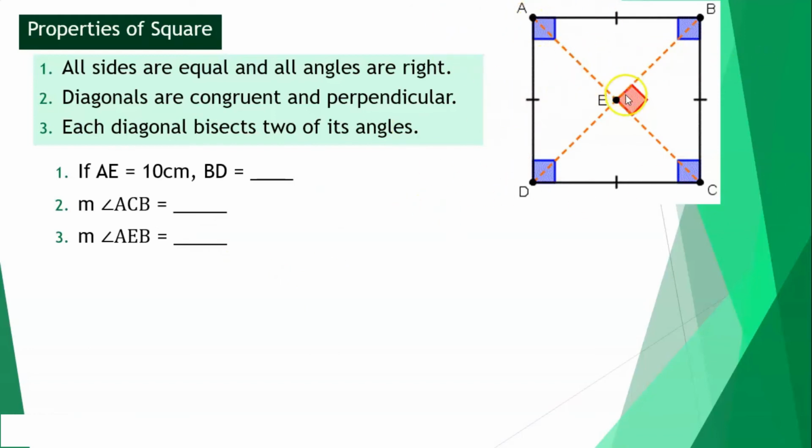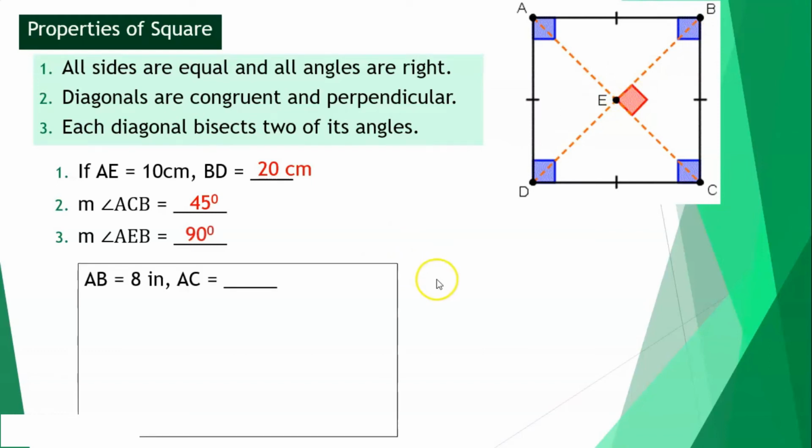Now, given this figure, it's a square. If A to E is 10 cm, that would make B to D 20 cm. Now, what is the measure of angle ACB? So it's referring to this angle here, that is 45 degrees. What about the measure of angle AEB? So this angle here, that would be 90 degrees.